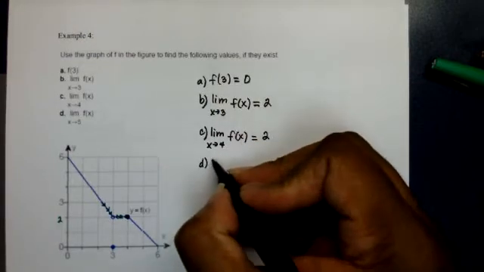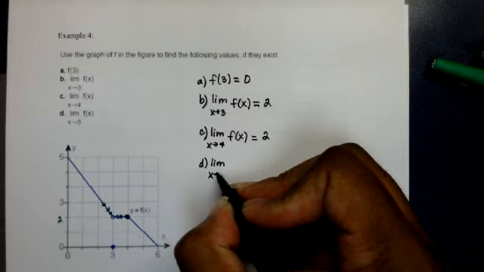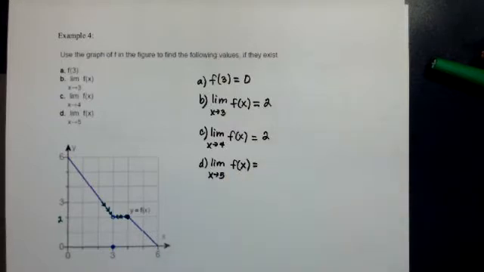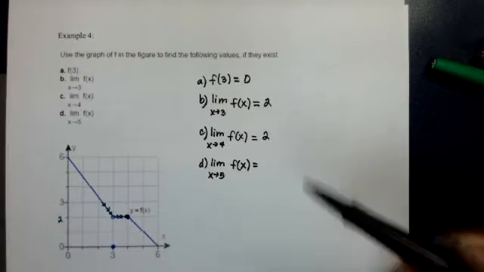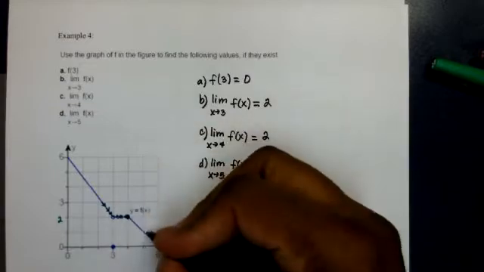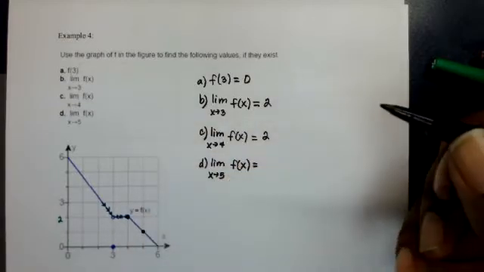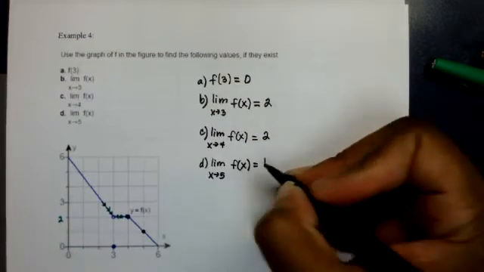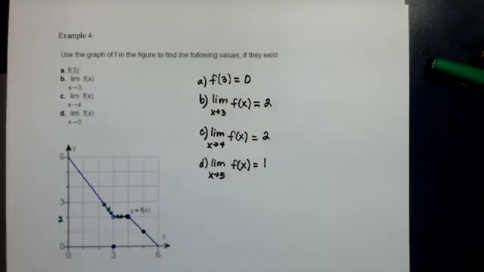And then part D is the limit as x approaches 5 of the function f of x. All right, so let's find 5. Here's 5 right here. And there's the point on that graph. And the corresponding y value for that will have to be 1. So the limit as x approaches 5 of f of x is the same as f of 5, which is 1. Okay. So that's how we find limits from a graph given to us.